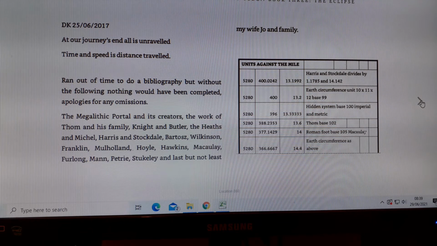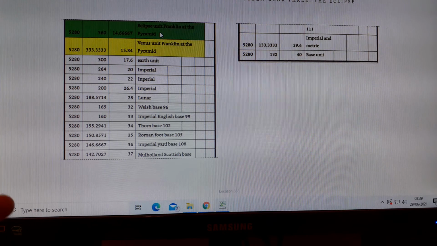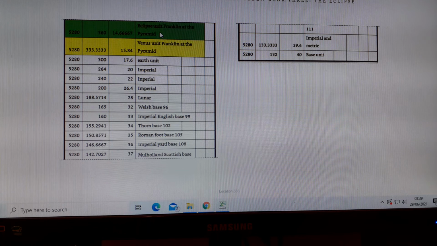We go on to the next page and we can see we're in green, because this is the key unit that I've been writing about. 5280 divided by Babylonian 360 gives 14.666, which is 44 over 3. And this is the eclipse unit, Franklin at the pyramid. So that we find in the Great Giza Pyramid. And we do for the next one, Venus unit, Franklin at the pyramid. 5280 divided by 333.33 recurring gives 15.84. Absolutely crucial unit that at Stonehenge and at the pyramid.